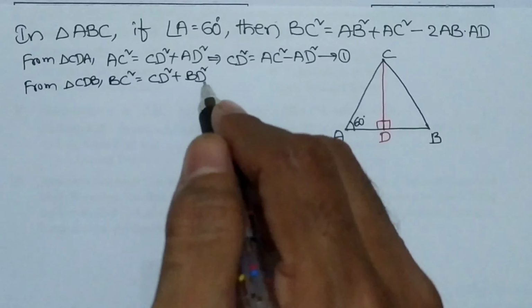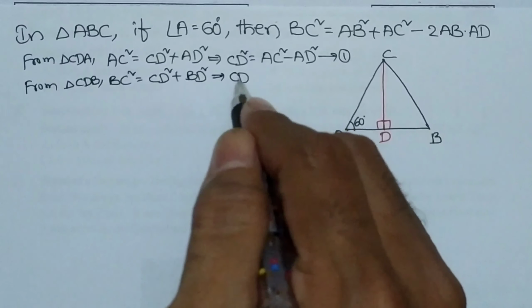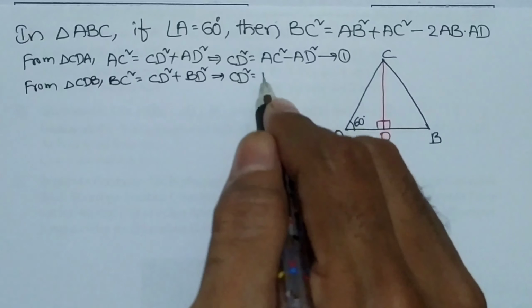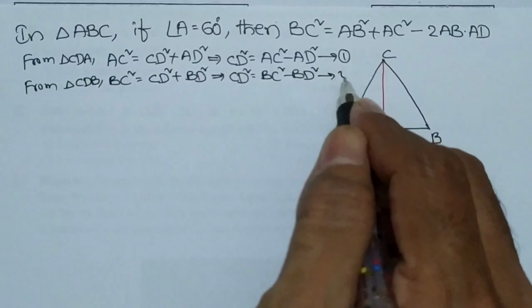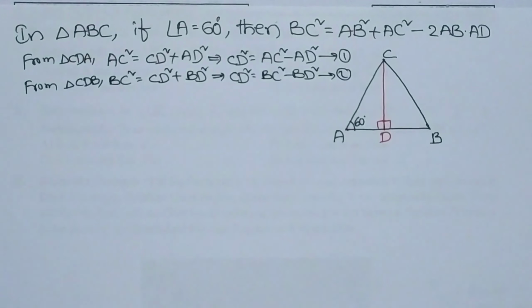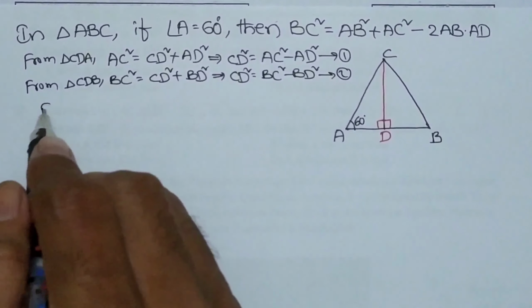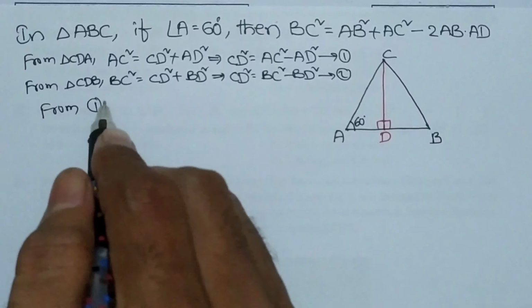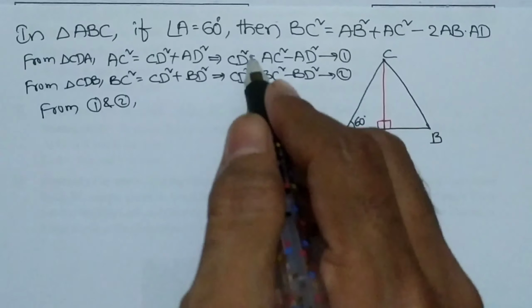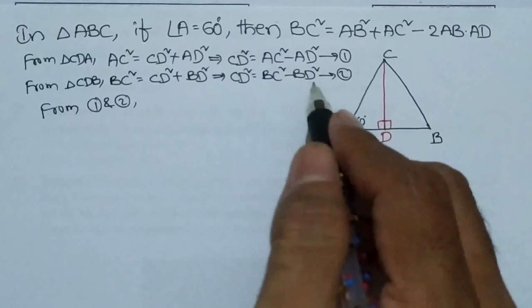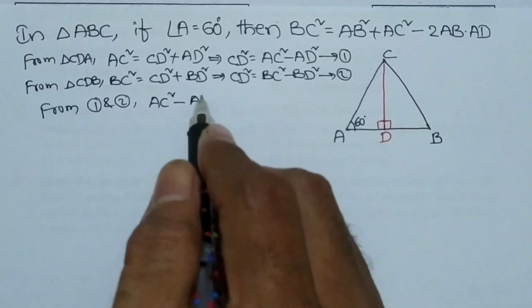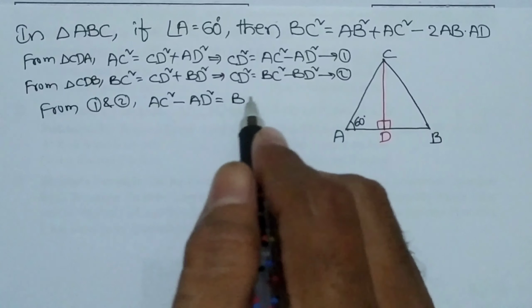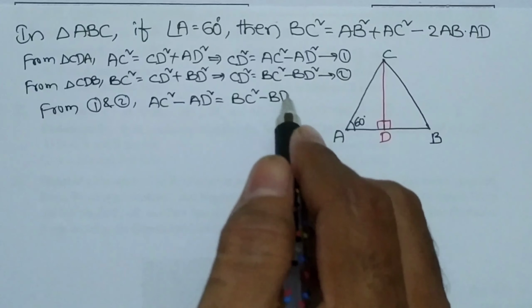Now let us find CD square from this. CD square is equal to, sending BD square to this side, BC square minus BD square. This is equation number 2. Now from 1 and 2 we can conclude that 1 and 2 indicate the same CD square, so we can make these two equal. So here we get AC square minus AD square is equal to BC square minus BD square.